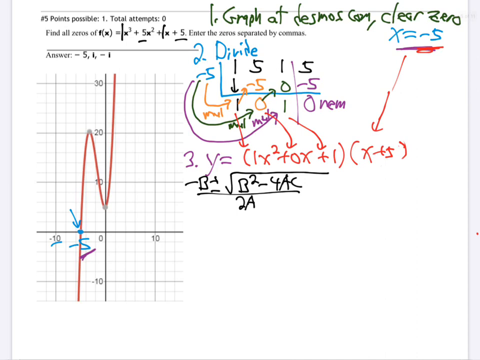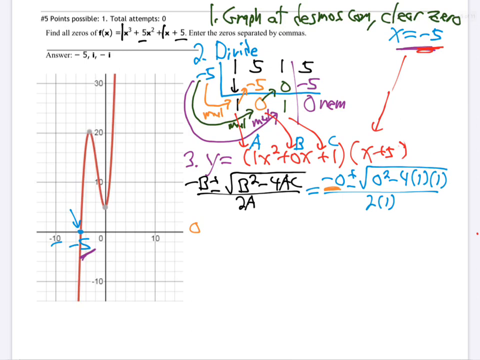Okay, so what do we got here? Here's a, b, c, so -b, -0, plus or minus square root of b squared, 0 squared, minus 4, times a, times c, all over 2a. It's going to be a little different here. So what do we got? Minus 0, that's just 0. There's no such thing as -0, it's just 0. Plus or minus the square root of 0 squared, 0. Minus 4 times 1 times 1 is just minus 4. Over 2 times 1, 2.